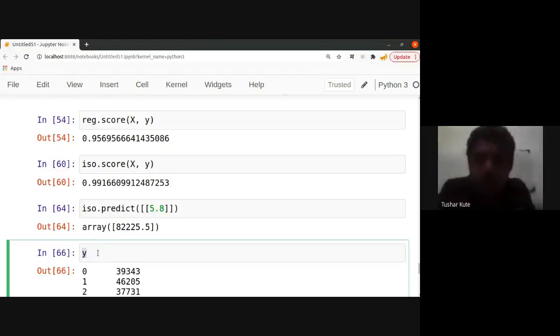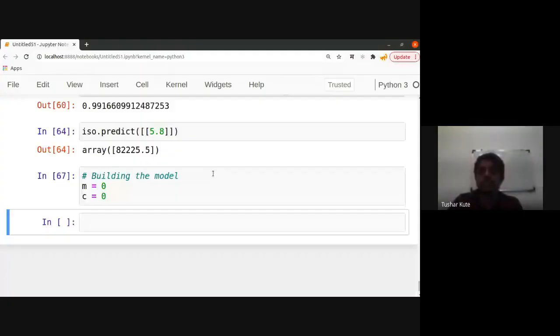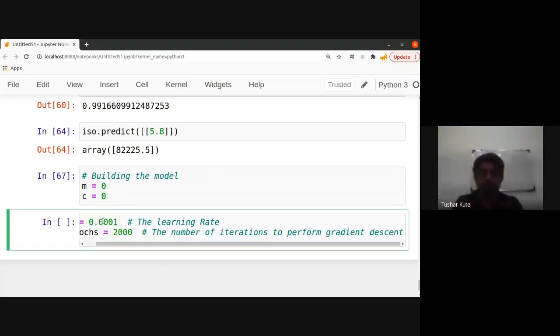The algorithm which I showed in 4 steps, that we can do. Now see what we have seen first. First of all, we have considered the value of M and C equal to 0. Let's build that. Let's create the value of M and C equal to 0. See this. So I have created this value of M and C equal to 0. Fine. And now 2 things that we require here. First is the learning rate, and second is the epoch.